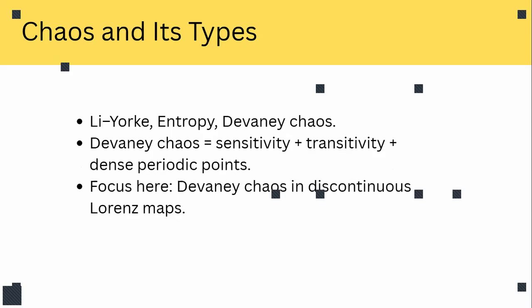Chaos and its types. Mainly, we have three chaos types, which are Li-Yorke, entropy, and Devaney chaos. Li-Yorke chaos focuses on pairs of points that repeatedly approach and separate. Entropy chaos quantifies unpredictability through information entropy. And Devaney chaos combines three conditions: sensitivity, transitivity, and dense periodic points. In our study, we mainly test the Devaney type because our maps are discontinuous.